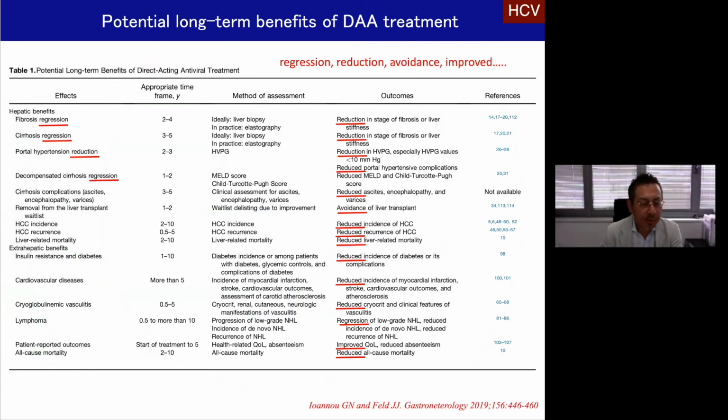This review summarizes the potential long-term benefit of DAA treatment against HCV infection. As we realize, there are many words: regression, reduction, avoidance, improvement, etc. All taken together, in human liver disease, disease-specific therapies that control or cure the underlying disease can be said to be the effective antifibrotic approach.